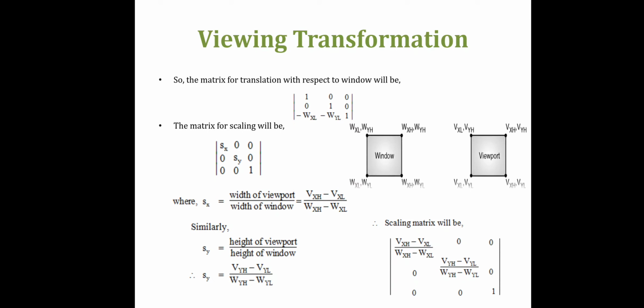After this scaling matrix, what am I going to do? The third matrix, that is the translation matrix with respect to the viewport. Okay. Now, this translation matrix is for the viewport, the first translation matrix is for the window. Now, with this translation matrix I am going to represent this VXL and VYL.